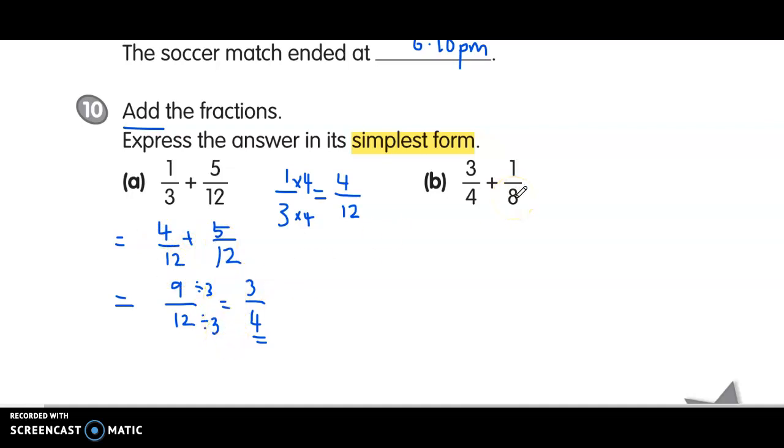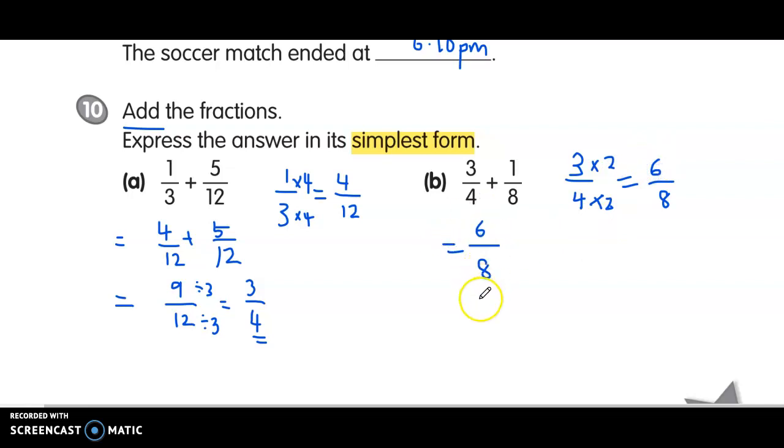Next, question B. 3/4 plus 1/8. Same thing. Which number do we change? They are unlike fractions, right? So we change the one with the smaller number. Okay, the smaller number. So which is this? 3/4. We want to change to the like fractions of 8. So 3/4, how do I get 8? Times 2, right? So if denominator times 2, numerator also multiply by 2, you will get 6 out of 8. So now you write 6 out of 8 here.